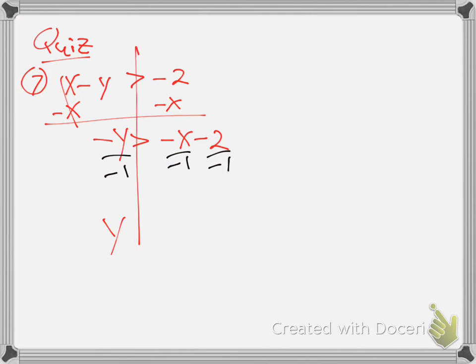And what happens when we divide by a negative? Flips that sign. Like that. Yep. So, everybody good with that? And then here, 2 negatives. Positive. And here, 2 negatives. Positive.